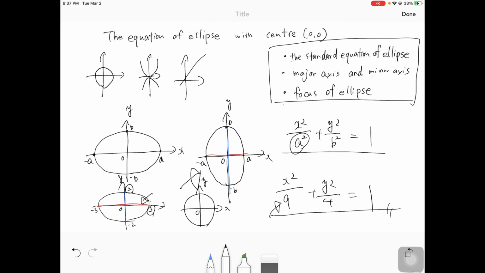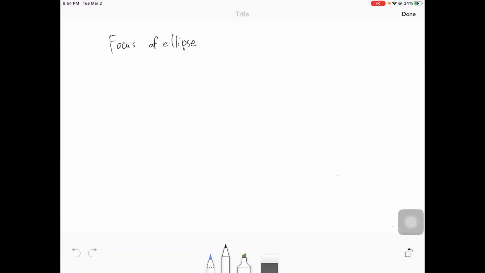Okay. Then finally, let me explain about focus of ellipse. What is focus of ellipse? To understand the focus of ellipse, you need to know the definition of ellipse. So let me explain about it. From now on, I will teach you how to sketch the graph of ellipse. To sketch it, you need 2 points, which are called foci. Let's say this one is f, this one is f prime, and the x value of f is c, and the x value of f prime is negative c.